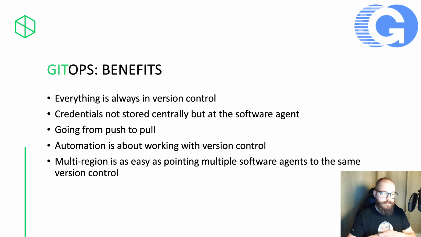And multi-region is as easy as pointing multiple software agents to the same version control. That means that if we have 2 Kubernetes clusters or 2 container apps managed environments, these systems can now point to the same Git repository and pull that configuration into themselves. This also makes it a lot easier to do things like blue-green for clusters.